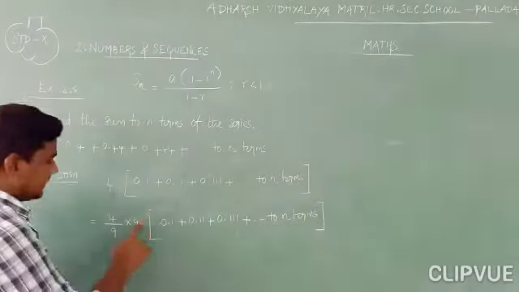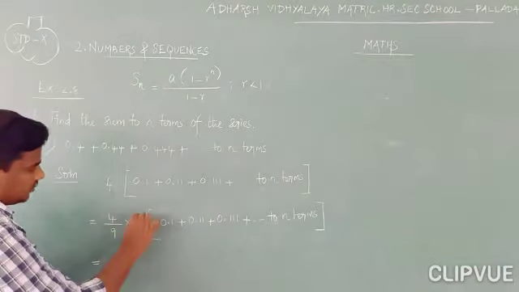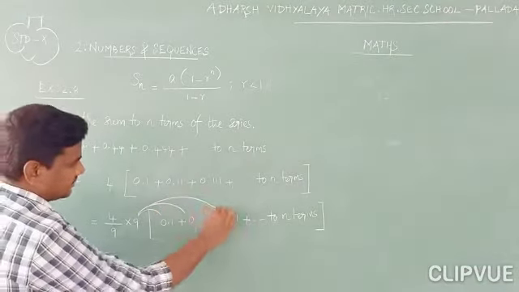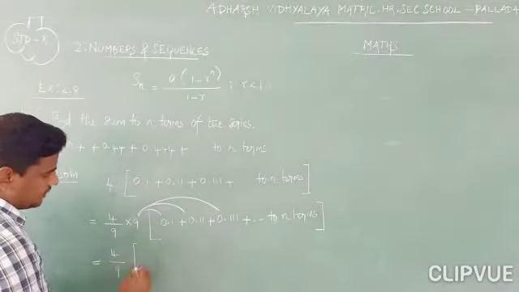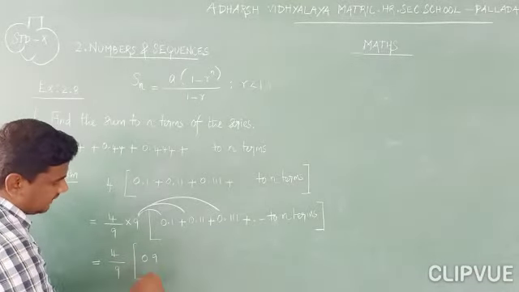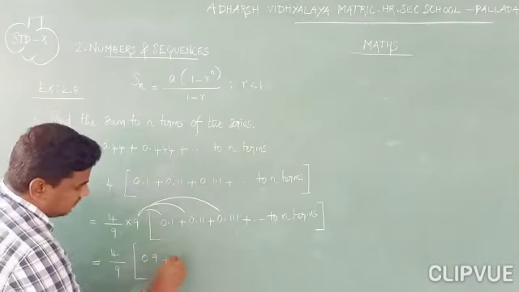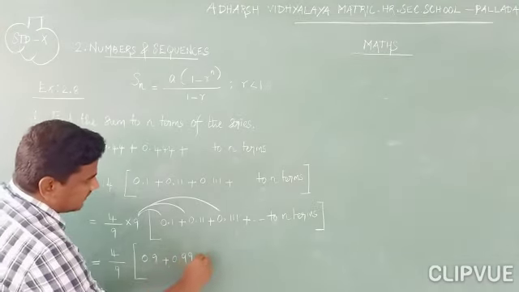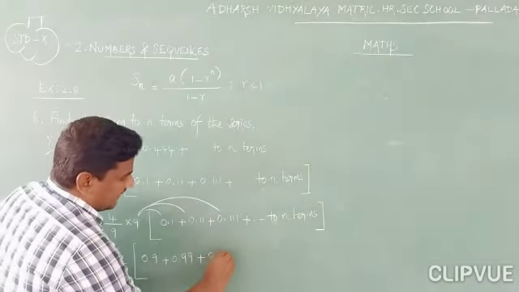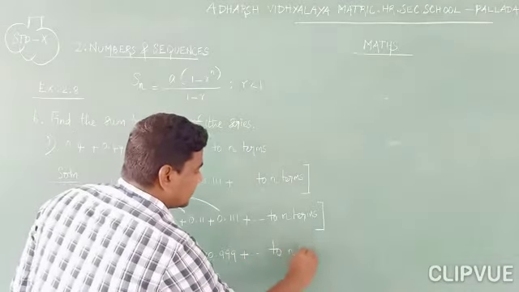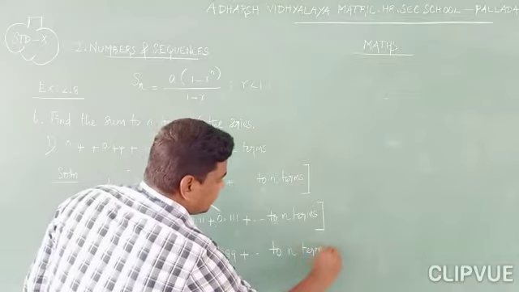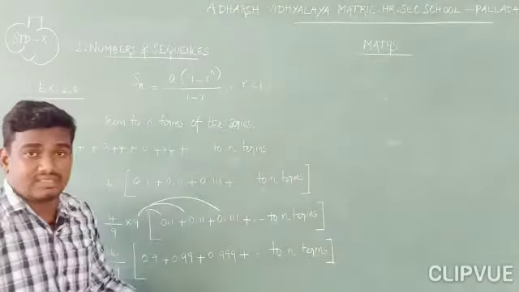Okay. So here when you multiply by 9, I am going to multiply all the terms by 9. So what do we have? 4 by 9 into, 9 into 0.1, we get 0.9 plus this one 0.99 plus 0.999 plus and so on to n terms. I hope you all understand this.